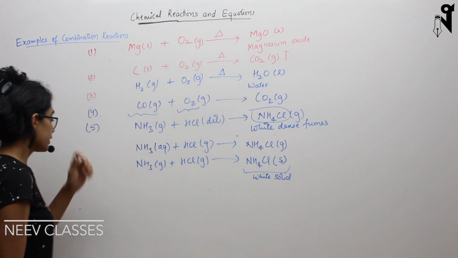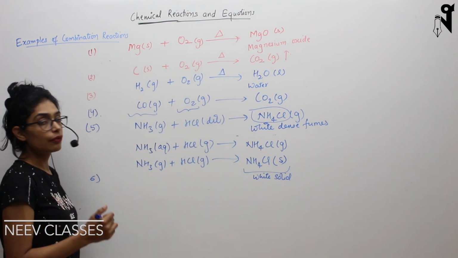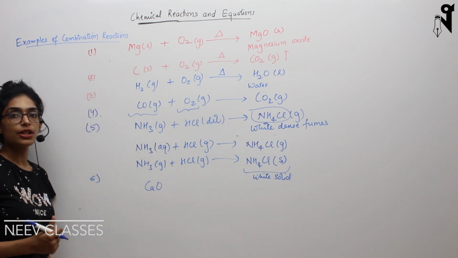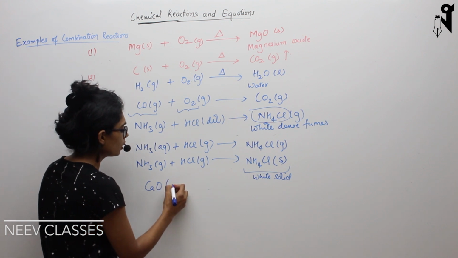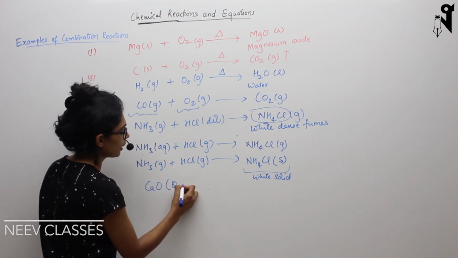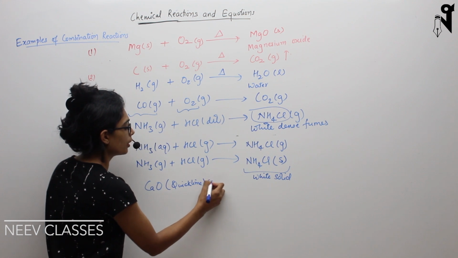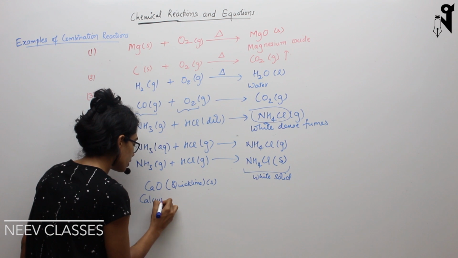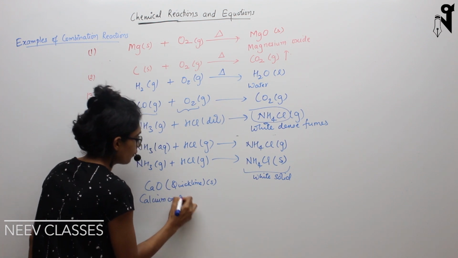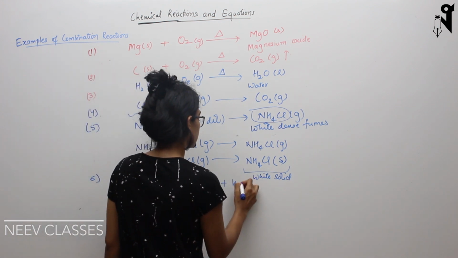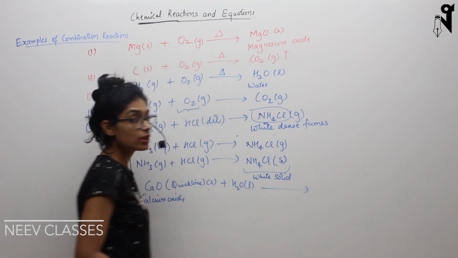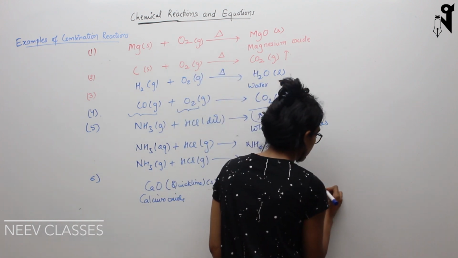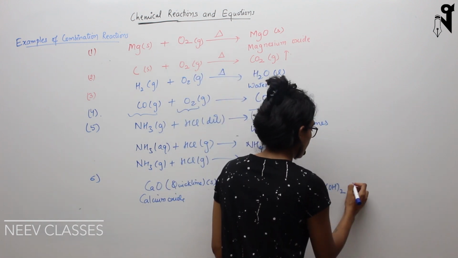Okay, so a few more examples. I had given you in the last class also that if you take calcium oxide, what is calcium oxide called? Calcium oxide in general language is called quicklime. It's a solid. Otherwise it is called calcium oxide. If it reacts with water, that is liquid, then this reaction was an example of an exothermic reaction, and it forms calcium hydroxide, Ca(OH)2.